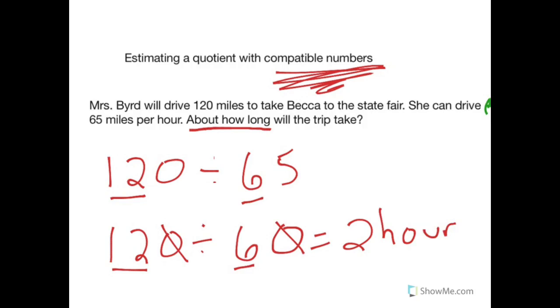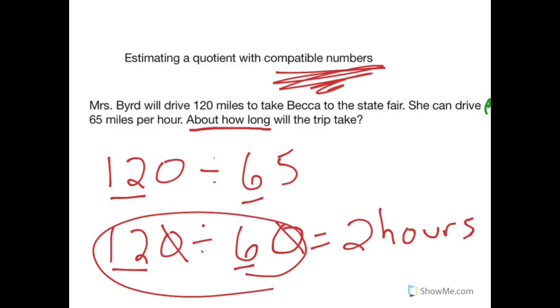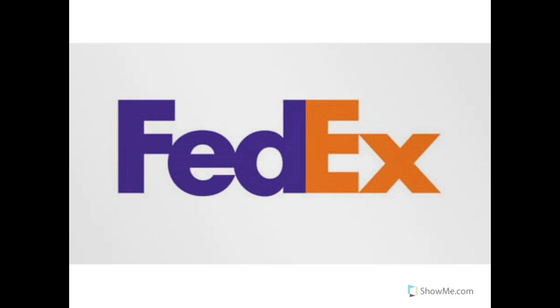About how long will her trip take? About 2 hours. Now, we have underestimated the speed. Okay? She can actually drive faster than that. Because we underestimated the speed, her actual time would be less than 2 hours. Because we're pretending, just to make the math easier for us, that she's only going to drive 60 miles an hour. She's actually going to go faster than that. She'll actually go 65 miles an hour. So she'll get there a little bit quicker than 2 hours. But again, that's why we are estimating and not finding the exact answer.